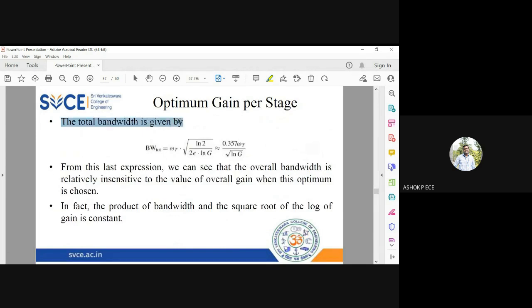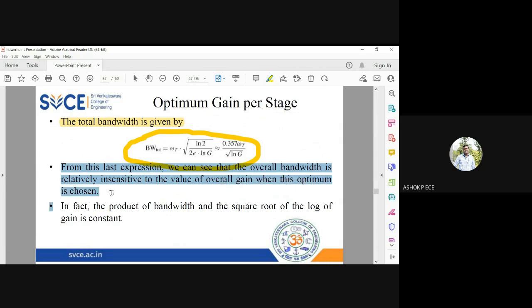So total bandwidth finally is given by this expression. So 0.357 omega T by root of ln G. So we can see that the overall bandwidth is proportional to 1 by square root of logarithm of G. So it is very insensitive. So in fact, the product of bandwidth and square root of log of gain is constant here.